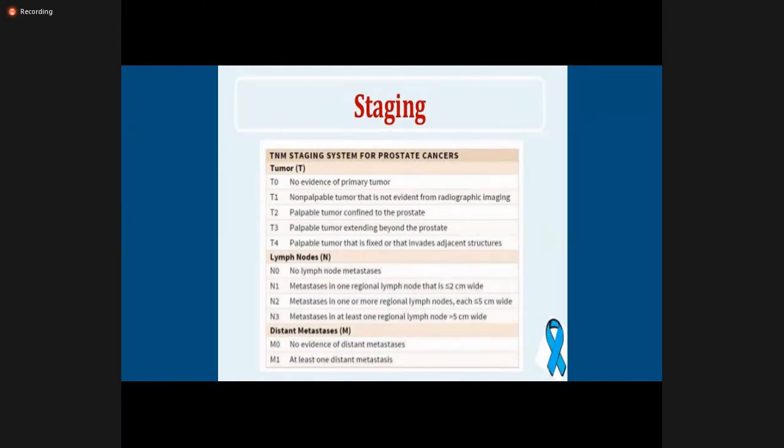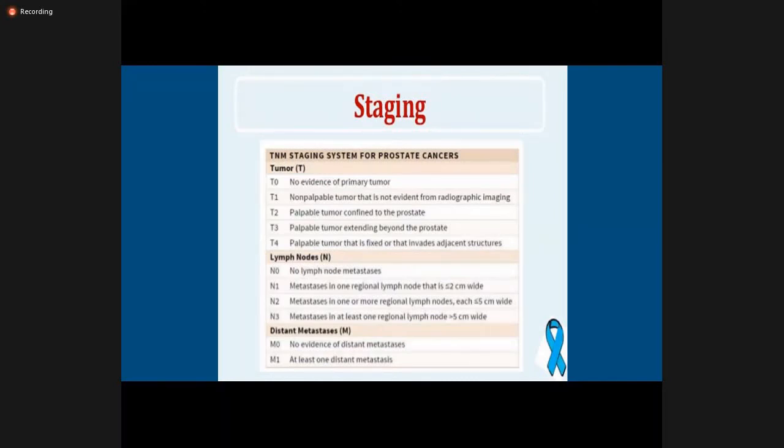If T0, then there is no evidence of primary tumor. T1 is a non-palpable tumor that is not evident on radiological imaging. T2 means palpable tumor confined to the prostate. T3 means palpable tumor extending beyond the prostate. T4 means palpable tumor that is fixed or that invades adjacent structures. So T2 is locally confined, T3 extends beyond the prostate, and T4 invades the surrounding structures.